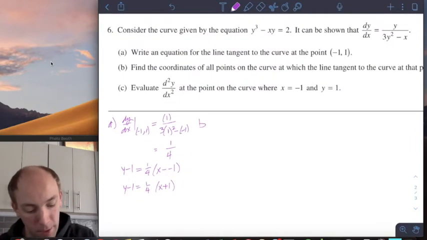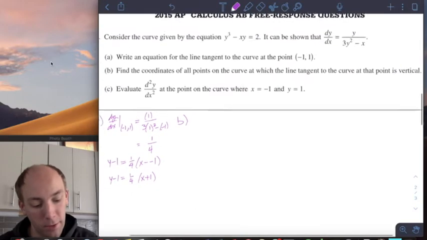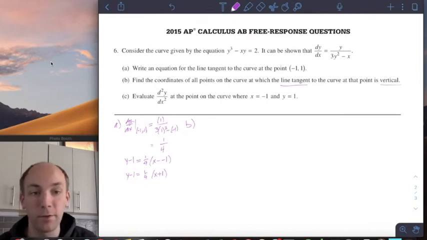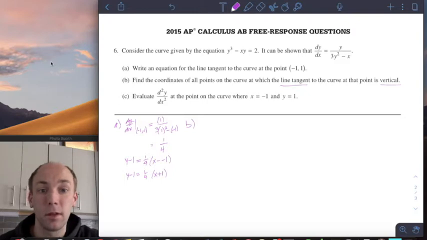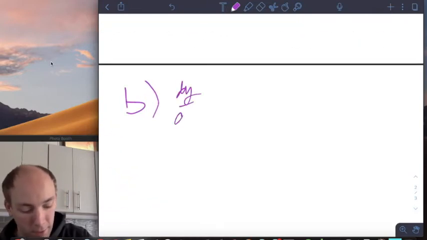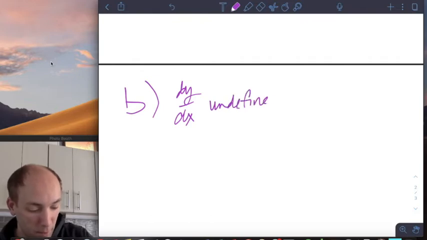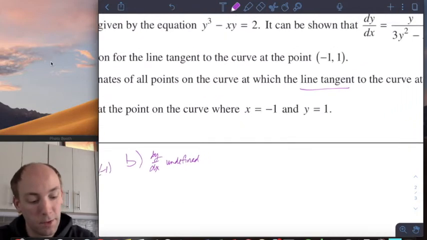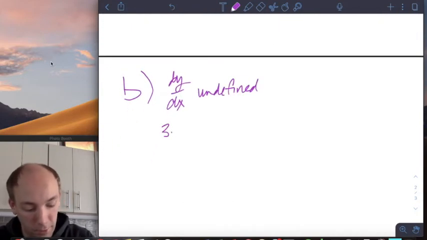For part B, it says find the coordinates of all points on the curve at which the line tangent to the curve at that point is vertical. So when would I have a vertical tangent line? If I have a vertical tangent line, then my derivative would need to be undefined. And when is a fraction undefined? A fraction is undefined when the denominator equals 0. So 3y squared minus x is equal to 0.